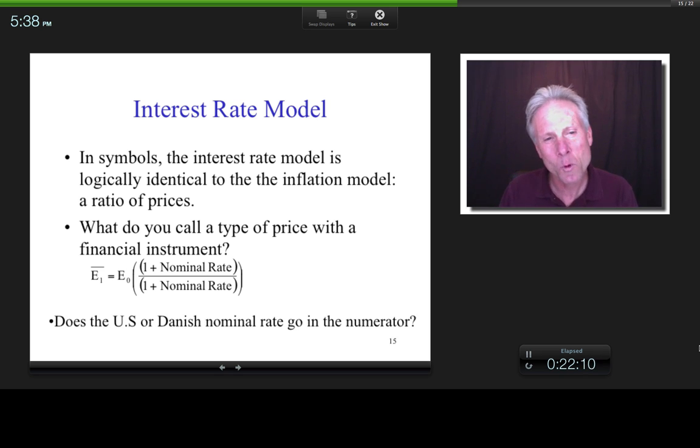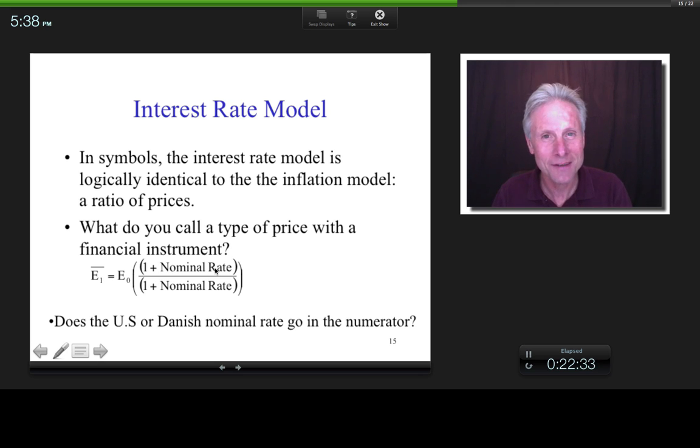But again, same question as I had in Lecture 8. A lot of textbooks, they're going to want you to memorize, hey, what do I put on top? Do I put the US interest rate on top, or the krona interest rate on top, or whatever? Well, which one goes on top? Does the US go on top? Or does the krona go on top? Or does it depend?